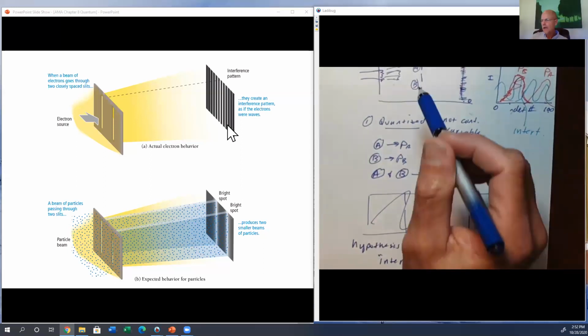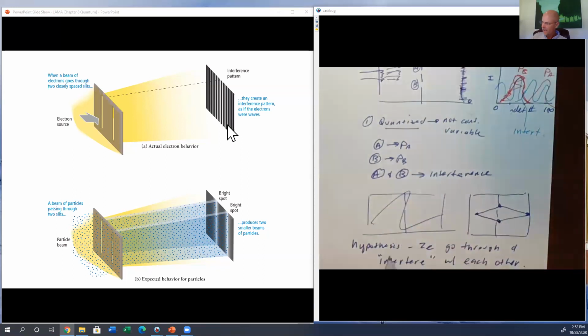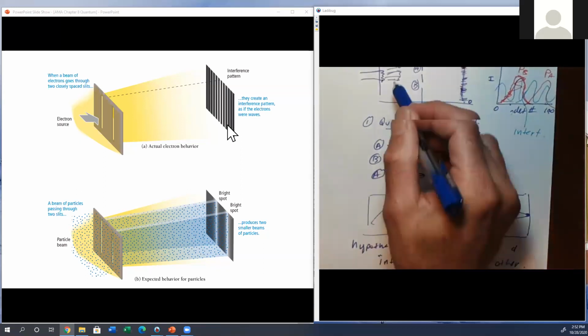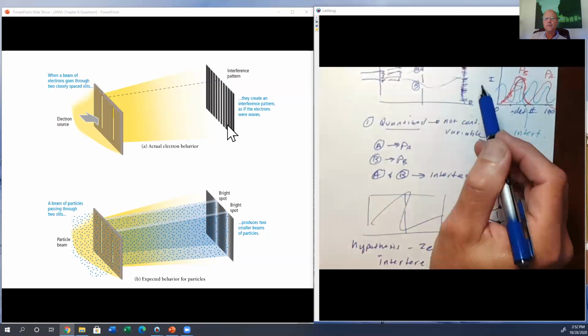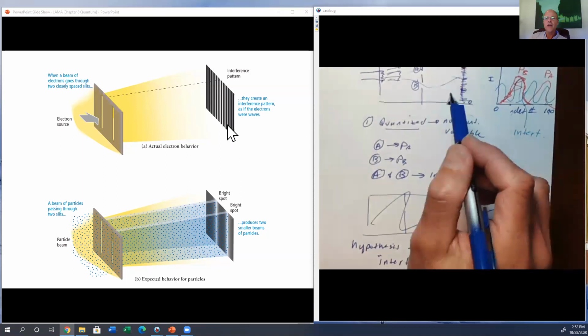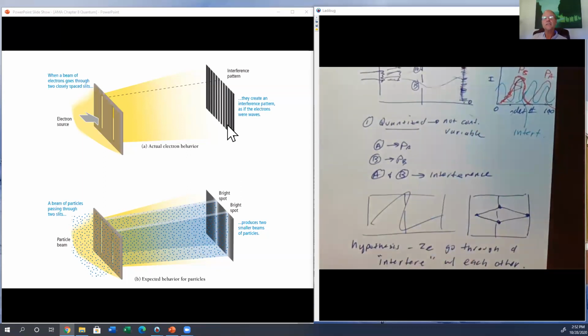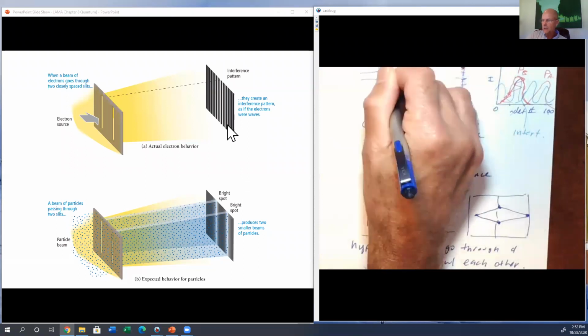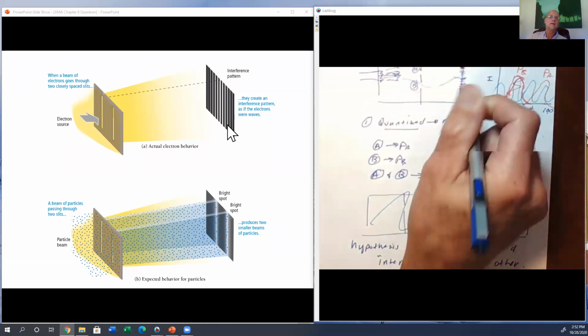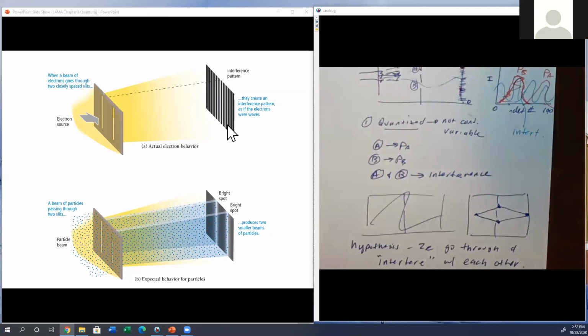Exactly. Well, if our hypothesis is correct, that it took 2 electrons going through at a time to create the interference pattern, right? Then we'd expect the interference pattern to disappear, right? In other words, if we only have 1 electron going through here at a time, and it takes 2 to make the interference pattern, then the interference pattern should go away. So we try that experiment.